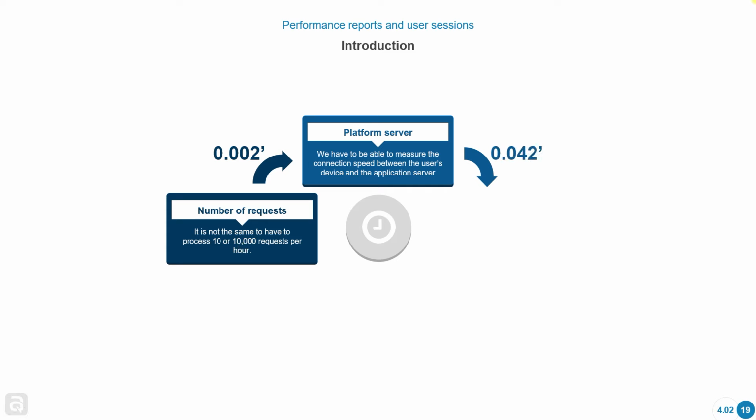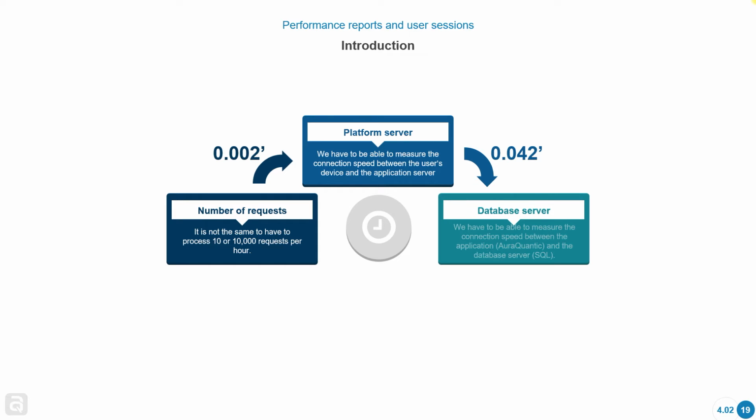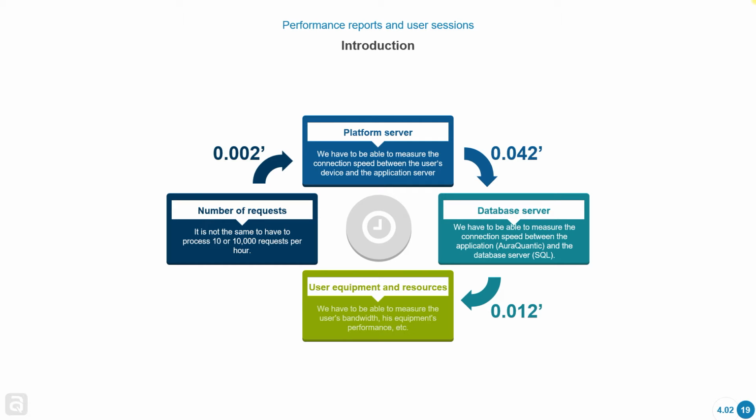We would also want to measure the platform server. So we need to be able to measure the connection speed between the user's device and the application server. Besides, we also want to be able to measure the connection speed between the application and the database server. And we should also be able to measure the user equipment and his resources. For example, if there's enough bandwidth or if the performance in his computer is good enough.